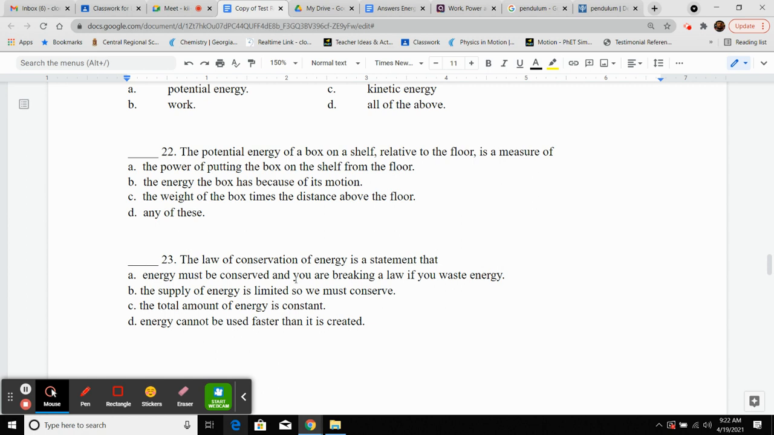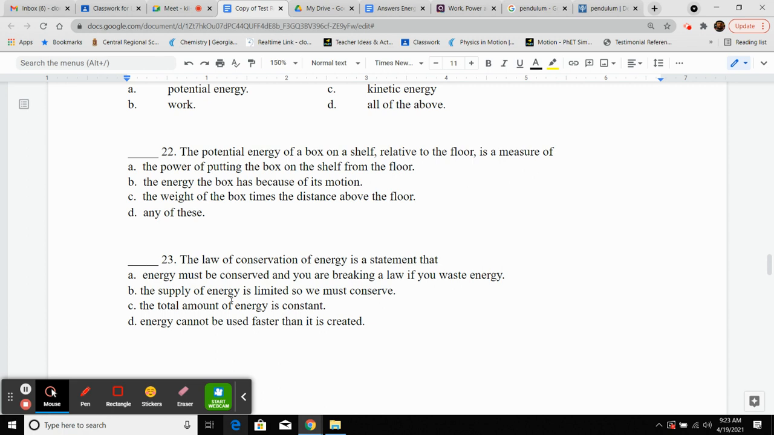Energy must be conserved, and you are breaking a law if you waste energy. You're not necessarily breaking a law. Yes, good job. The answer would be C, right? So the supply of energy is limited, so we must conserve. No. The total amount of energy is constant. Yes, so it is because it can only change form. So energy cannot be created nor destroyed.